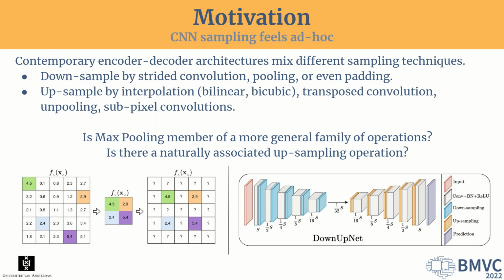Because of this, we ask ourselves two questions in our paper. Is MorphPooling a member of a more general family of operations? And if so, does that mean that there is also a naturally associated upsampling operation that could replace the combination of nonlinear sampling and linear interpolation that is now the unpooling transposed convolution combination?